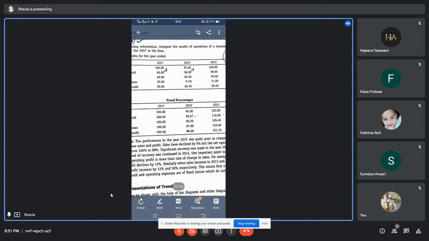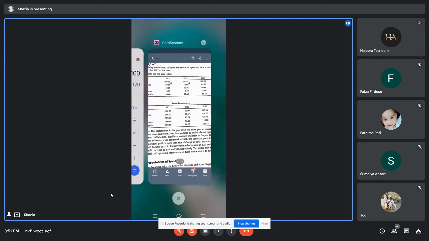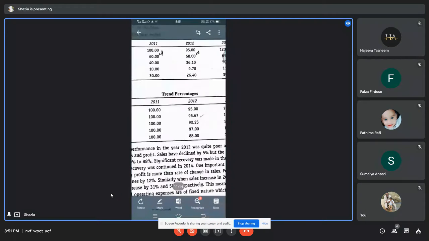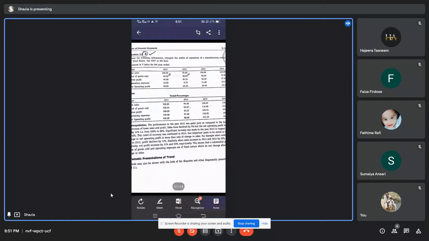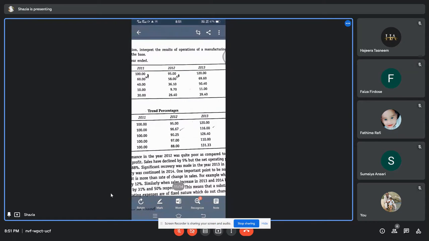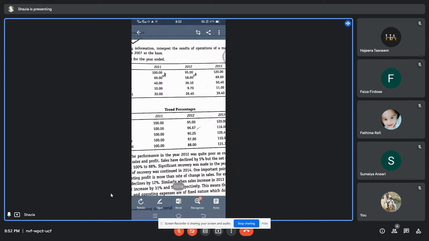If you calculate, you get 96. So let's try here. See here, 58 divided by 60 into 100. So you got 96.67%. So now same way you have to do it for 2013. But for 2013, what is the percentage you have got here? 69.60. Now we have to compare this with the base year. Base year is 60.